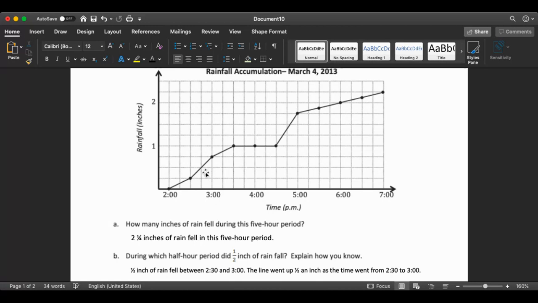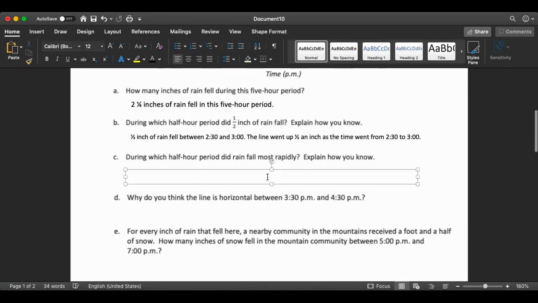No, this one looks like it could maybe be almost, but it's not quite. This one goes up by 1, 2, 3 boxes. This one goes up by 1, 2 boxes. So between this time and this time is where the rain fell most rapidly, and I know that because it is the steepest. So this time is 4:30. This time is 5 o'clock.